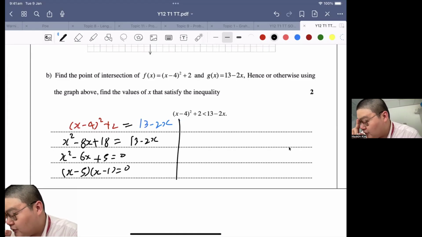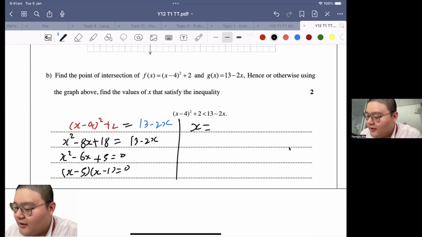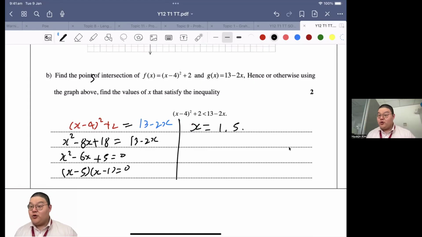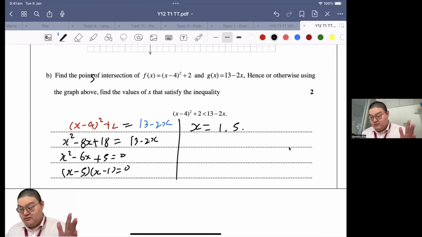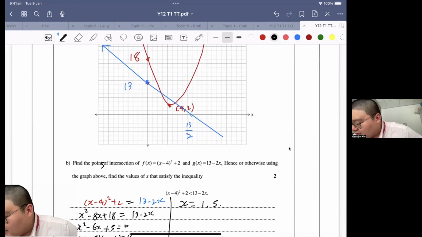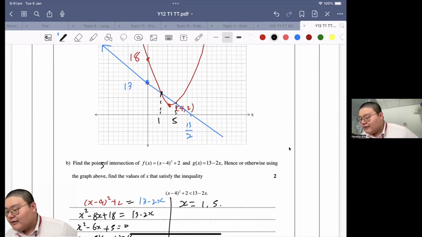The question was grammatically incorrect. They should say points of intersection. X equals 1 and 5. I can't be the one to talk about grammar because I suck at it, but it is what it is. So now what do we know? These are the points where it's going to meet, 1 and 5, not to scale again.